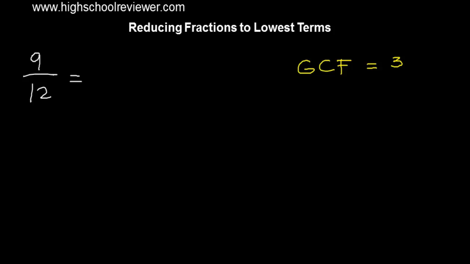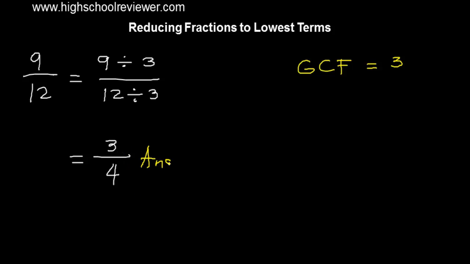And once we know the GCF, we will now divide the numerator and the denominator by the GCF. 9 divided by positive 3 and 12 divided by 3. 9 divided by 3 is 3 and 12 divided by 3 is 4. We cannot simplify 3 over 4 anymore, so therefore 3 over 4 is now our final answer.